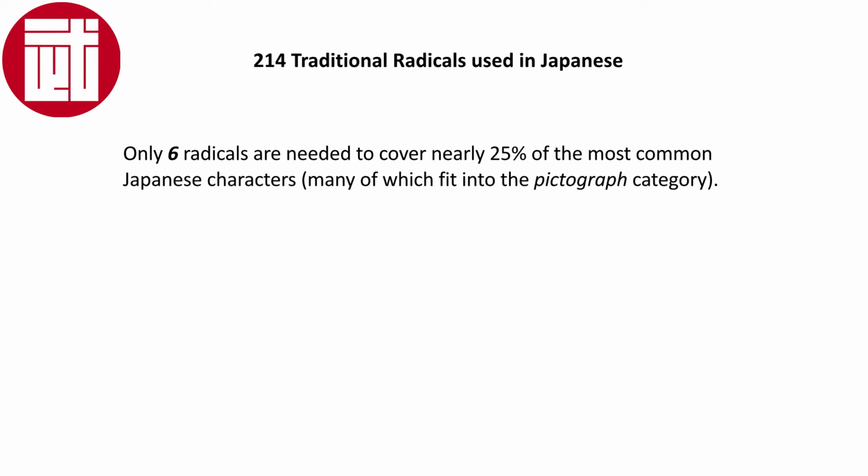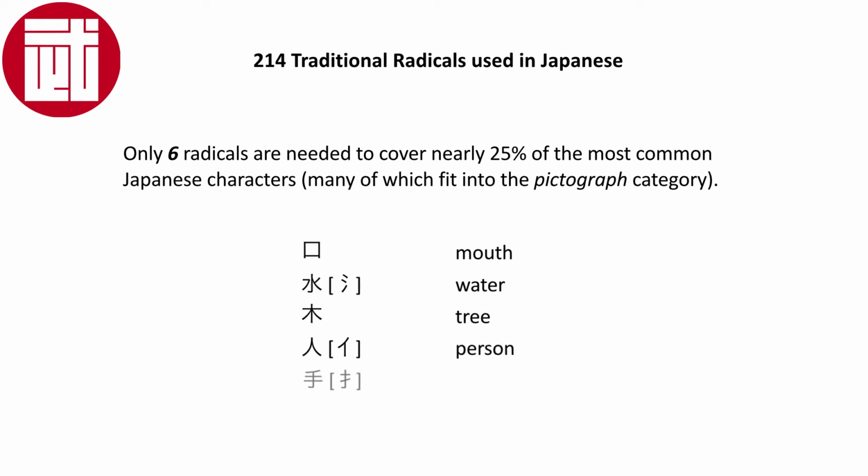You're only going to need about 6 radicals to cover about 25% of the most common characters. Most of these are going to fit into the pictograph category that we talked about earlier. Pictographs are the characters that look like what they are: mouth, water, tree, person, hand, heart. Now, it may be a stretch to say that some of these look like what they are, but just kind of go with me on this for right now.